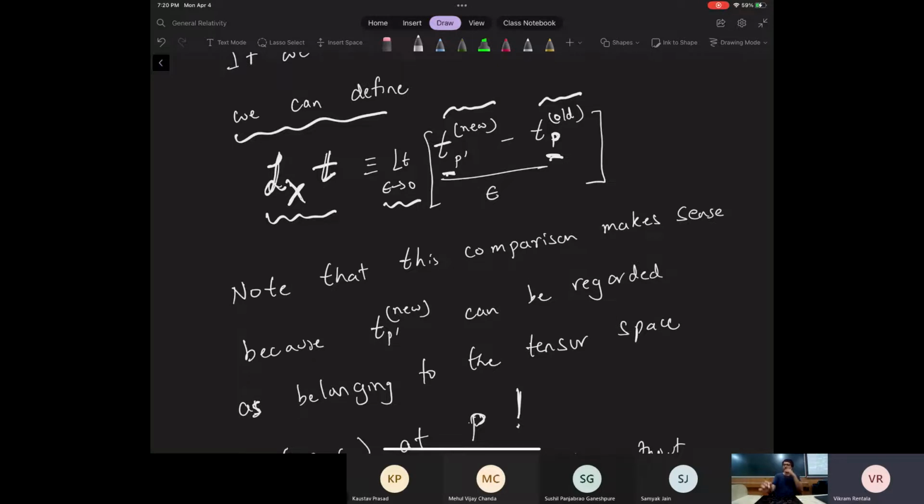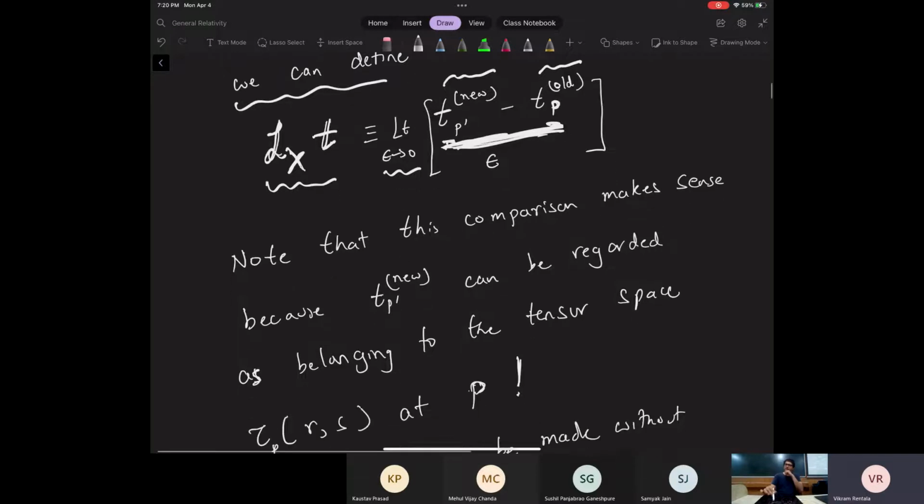So in the limit epsilon is small, this difference will be finite. Whatever that difference is, it will be a tensor at the point P. So this difference will be a tensor, belonging to the tensor space R Q at the point P. This is the sense in which it's a Lie derivative. It's the difference between two tensors at the same point under a diffeomorphism.